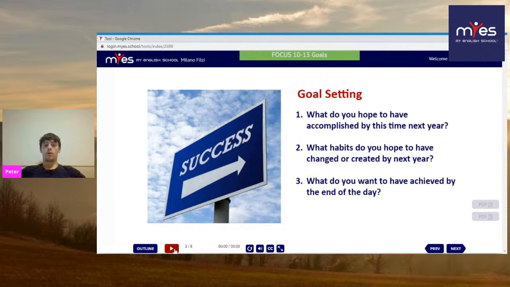So, goal setting. 1. What do you hope to have accomplished by this time next year? 2. What habits do you hope to have changed or created by next year? And 3. What do you want to have achieved by the end of the day? So we can see some examples of the perfect tenses here.